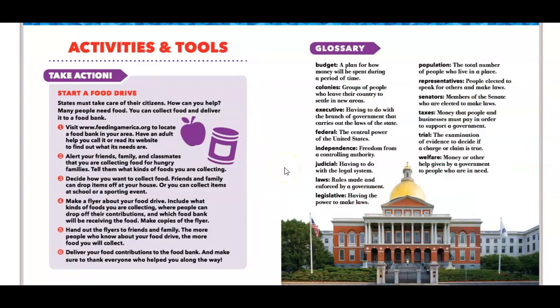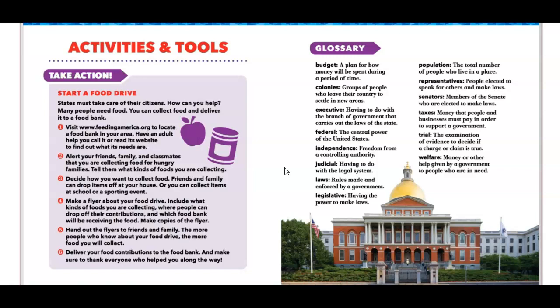Activities and tools. Take action. Start a food drive. States must take care of their citizens. How can you help? Many people need food. You can collect food and deliver it to a food bank. Visit www.feedingamerica.org to locate a food bank in your area.